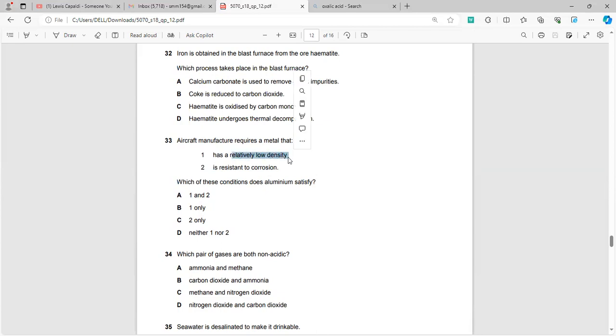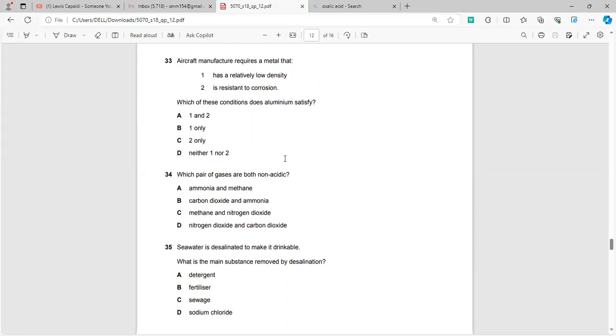So now in question number 33, we know that aluminum is resistant to corrosion and it has a relatively low density. However, the main thing is why is it used in aircraft? Because it has low density, which helps the aircraft to fly easily.